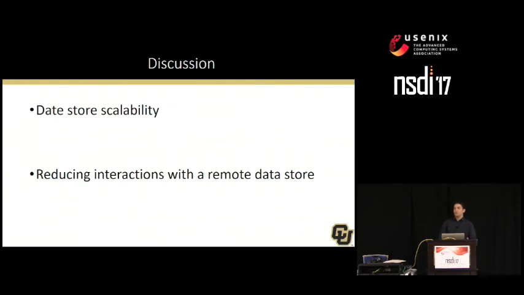We can do that by following techniques such as reducing the penalty of read misses by integrating a membership structure, for example, a Bloom filter. Another approach is to explore the placement of data store instances, perhaps even co-located with network function instances.